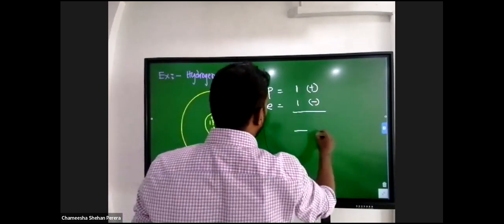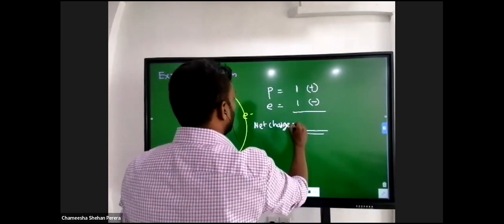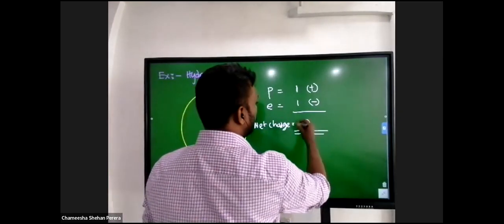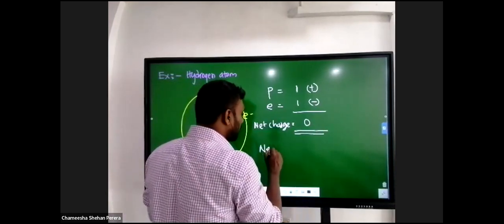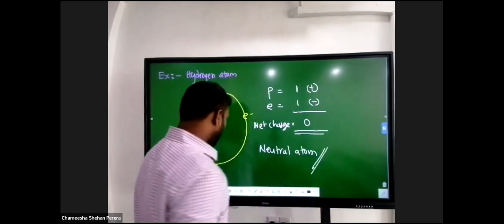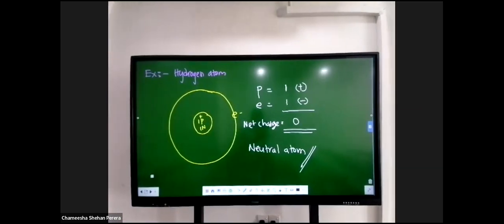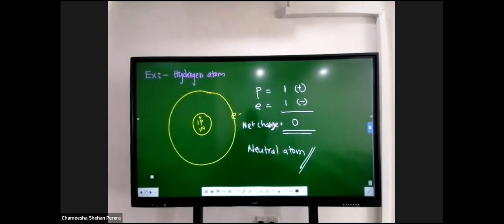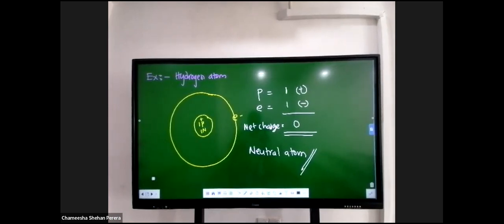So out of all of those, we consider the net charge. You have a positive one and a negative one. When you consider the overall charge of this atom, it would be zero. So we can say the atom has no overall charge. We call such atoms neutral atoms. This is a neutral atom. So a neutral atom contains the same amount of protons and the same amount of electrons, right? So the hydrogen atom is naturally a neutral atom, consisting of only one proton and one electron.